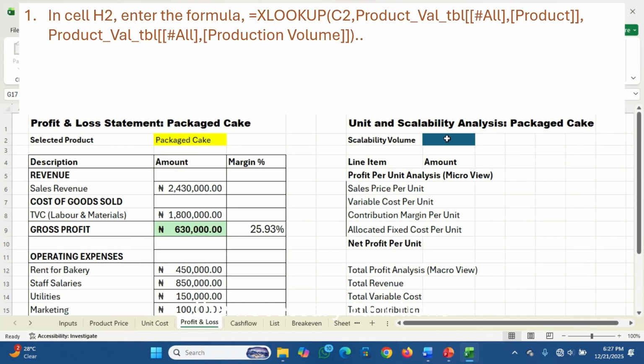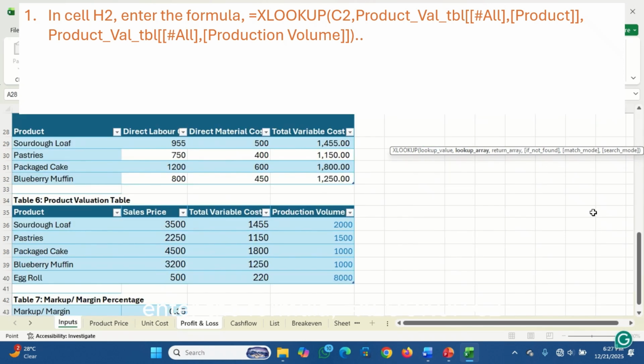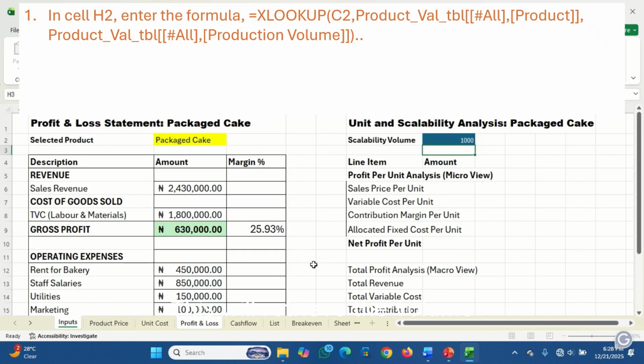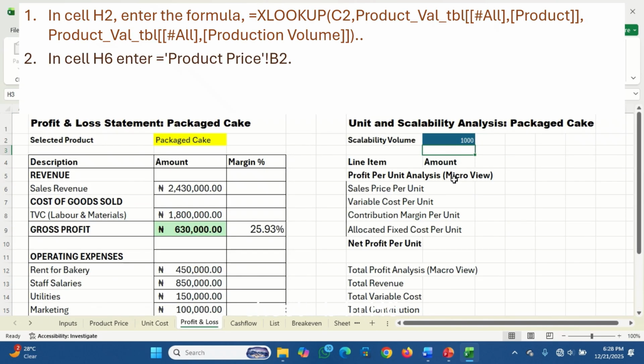Five. Apply the necessary functions and formulas in cells H2, H6 to H17 to calculate the amounts and build the dynamic template. A. In H2, enter the formula equals LOOKUP(C2, TBL[Product], TBL[Production Volume]). This will retrieve the volume of the selected product from the input sheet.